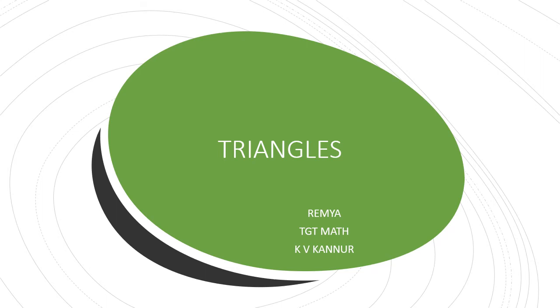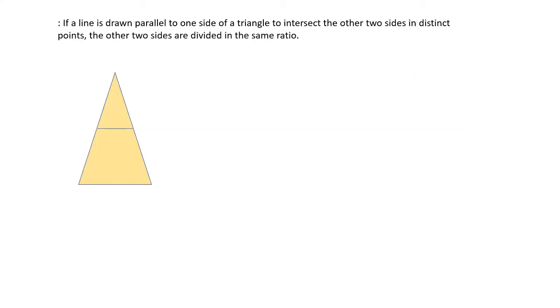Good morning, children. Today we are moving on to the problems based on basic proportionality theorem, which has been discussed already. Now, basic proportionality theorem states that if a line is drawn parallel to one side of a triangle to intersect the other two sides in distinct points, that is, here there is a triangle ABC. I will name it as ABC, A, B, and C, and a line is drawn parallel.